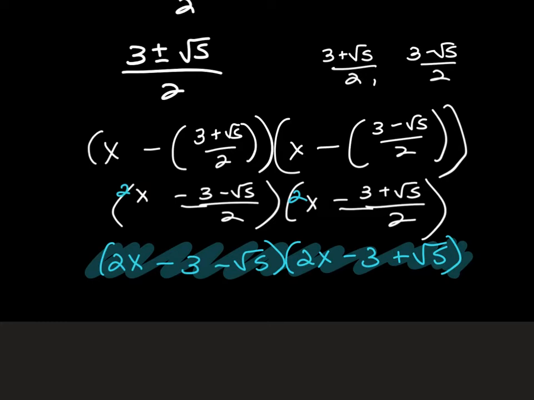If you had extra time, you could actually FOIL those out and check to make sure you got your original function. Again, big if you've got the extra time. But you can do that. If I FOIL that out, I should get my original function.